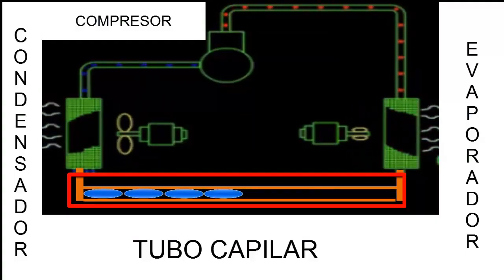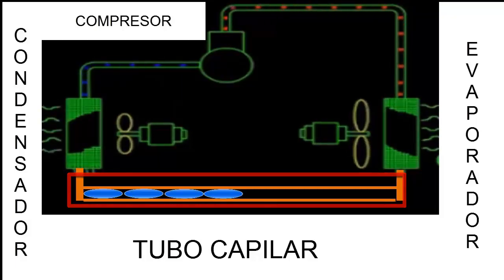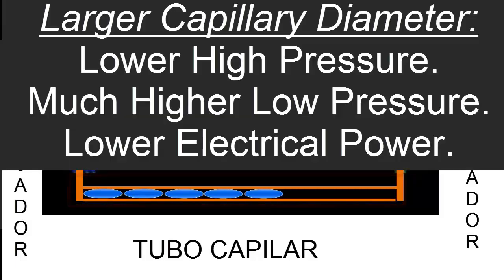So what happens when the diameter of the capillary is greater than normal? We are going to have a great effect on low pressure. We are going to lose low pressure and we are going to have a noticeable decrease in high pressure. When we affect high pressure, we affect the power. That is, the power is going to decrease.